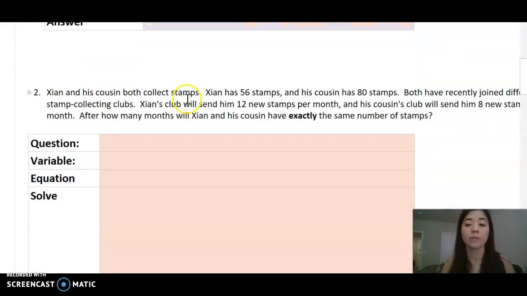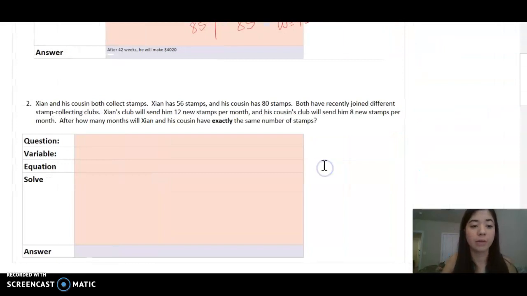Now again, it's just going to be really important to break it up into piece by piece. All right, so I'm going to do the same thing here. Let's go ahead and read this.